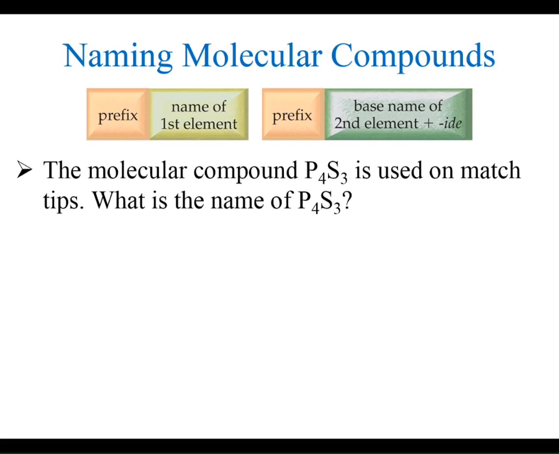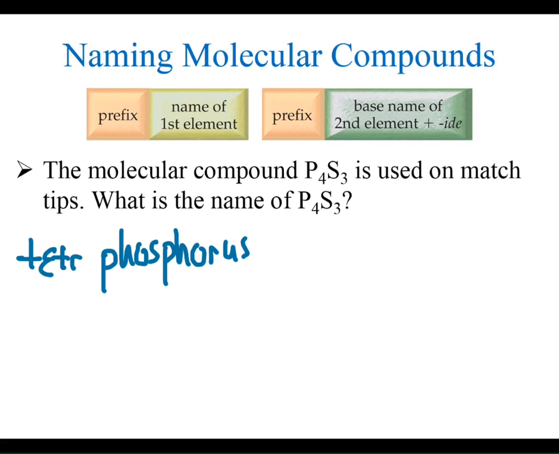P4S3. What's P? Phosphorus. Not O-U-S, by the way. So what's the prefix for 4? Did I just show you? 4 is what? Tetra. So tetraphosphorus. What's S? Sulfur, so I make it sulfide, right? And how many? It's 3. So what's the prefix for 3? Tri. Tetraphosphorus trisulfide. Again, this is much easier than the ionic way.